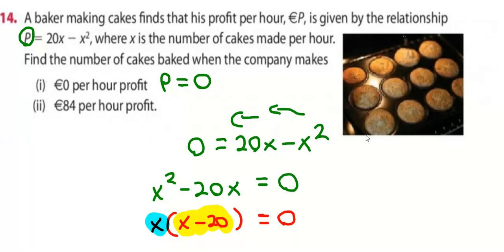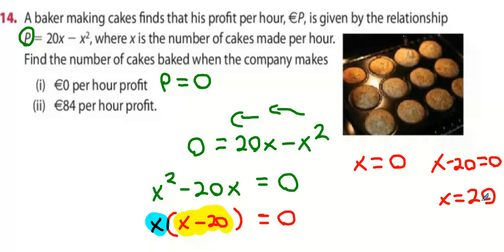So either the x is 0, in which case that means that you're making no cupcakes. Or if it's x minus 20, what does that mean? x equals 20. You're making 20 cupcakes per hour, and for some reason, you're making no profit. Is that right? Okay. Now, you're going to do exactly the same for the next one, except the P value is going to be what? So this time it's going to be 84. And you guys are going to try that out yourselves now.